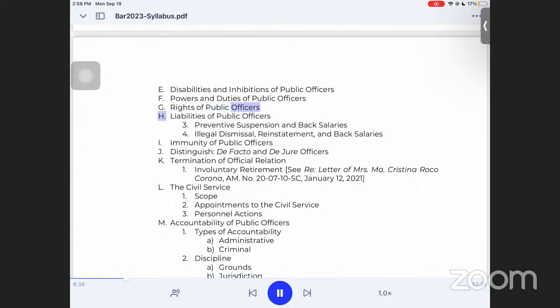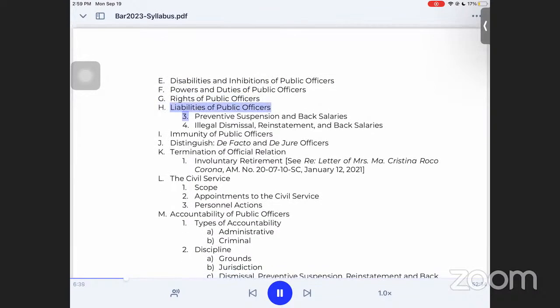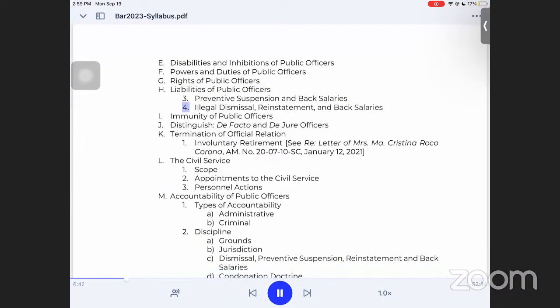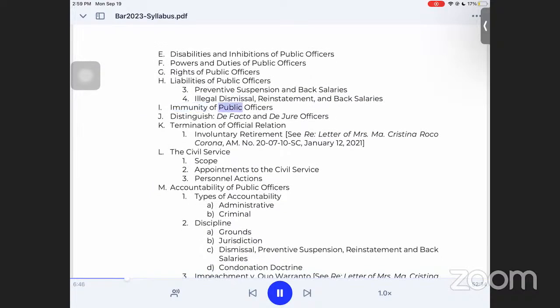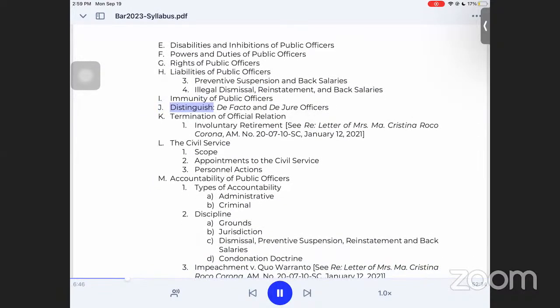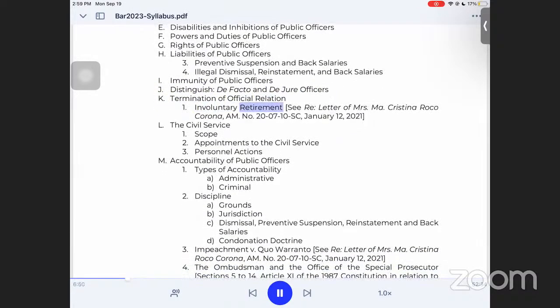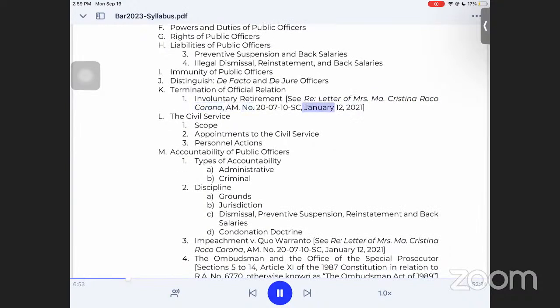G. Rights of public officers. H. Liabilities of public officers. 3. Preventive suspension and back salaries. 4. Illegal dismissal, reinstatement, and back salaries. I. Immunity of public officers. J. Distinguished de facto and de jure officers. K. Termination of official relation. 1. Involuntary retirement. See Letter of Mrs. Ma. Cristina Roco Corona, A.M. number 20-07-10-SC, January 12, 2021.